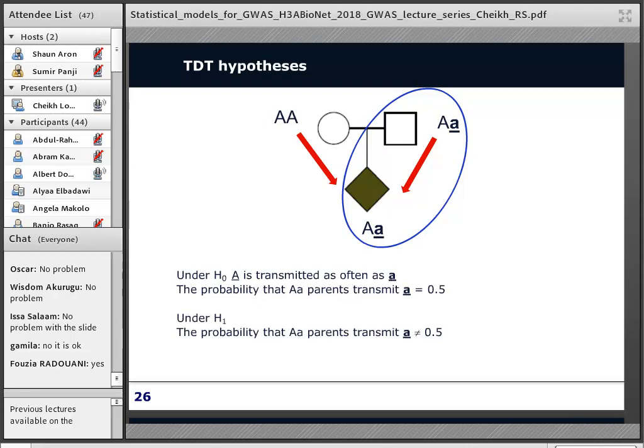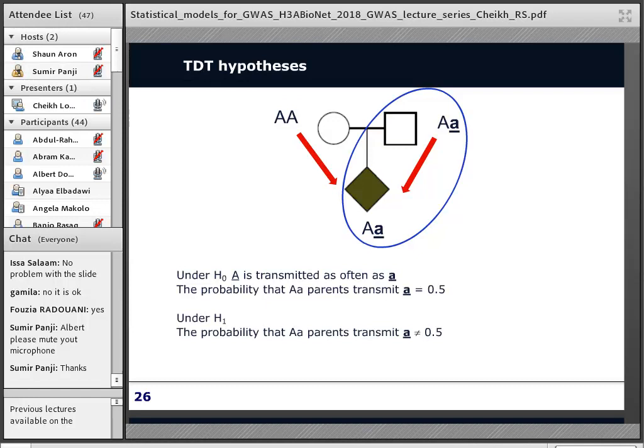So here under the null hypothesis, because the test will look at if there is a preference in the transmission of the two different alleles from the parents to the offspring. So if parents have two different alleles, we are looking if there is one allele which is more transmitted than the other one. So the null hypothesis will be there is an equal chance of transmission of the two alleles.